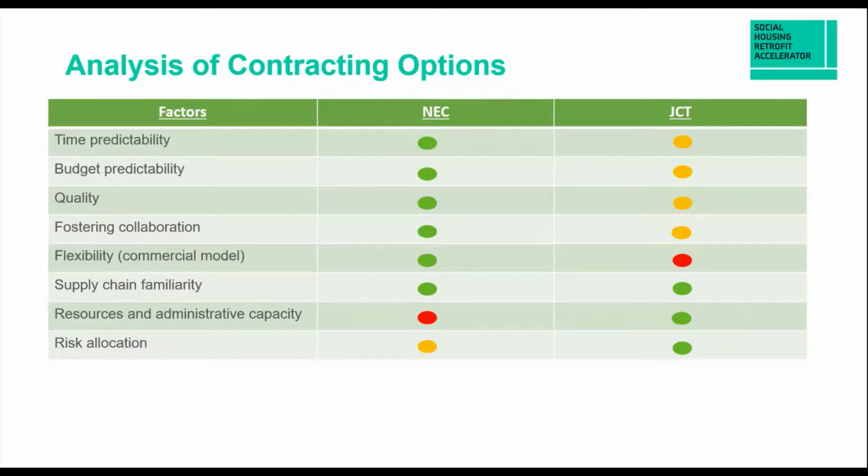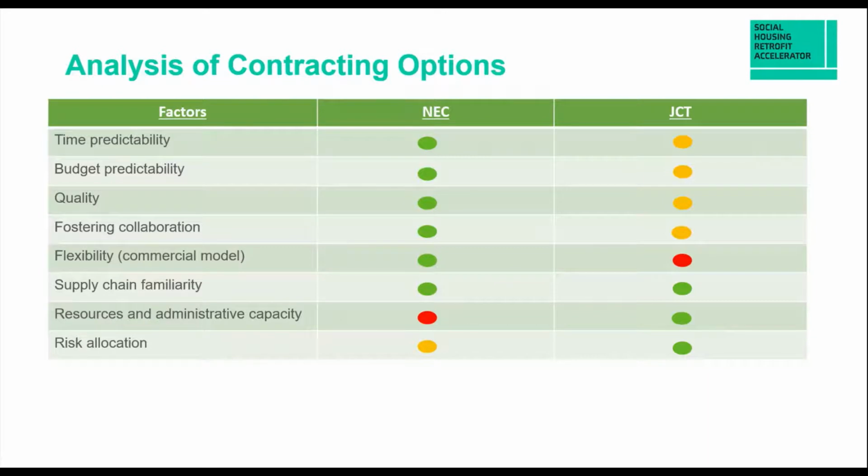So this is an example of a type of tool that we use. As you can see here, we filled it out for NEC and JCT suites generally, but we'd recommend further breaking it down to analyse a particular contract. So if you're looking at a lump sum and you think, should I go for an NEC or a JCT, you might want to look at how they compare against your particular factors.